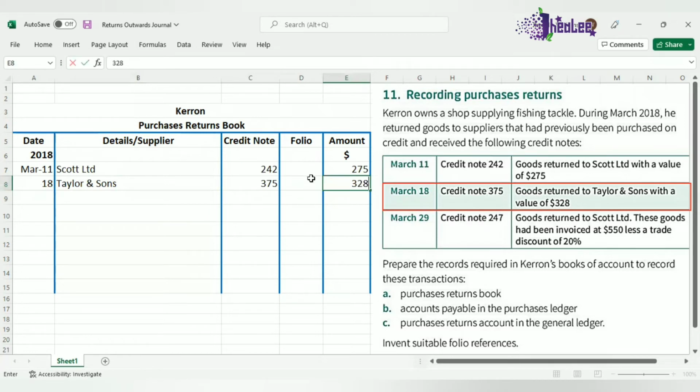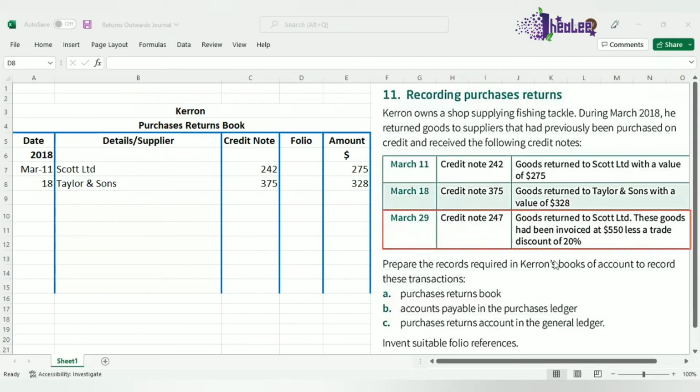In terms of our folio, we will look at that when we complete part B and C of this question, but that will be done in another session. We're now going to move into looking at the next transaction, and that transaction is March 29, and it reads, credit note 247, goods returned to Scott Limited. These goods had been invoiced at $550 less a trade discount of 20%.